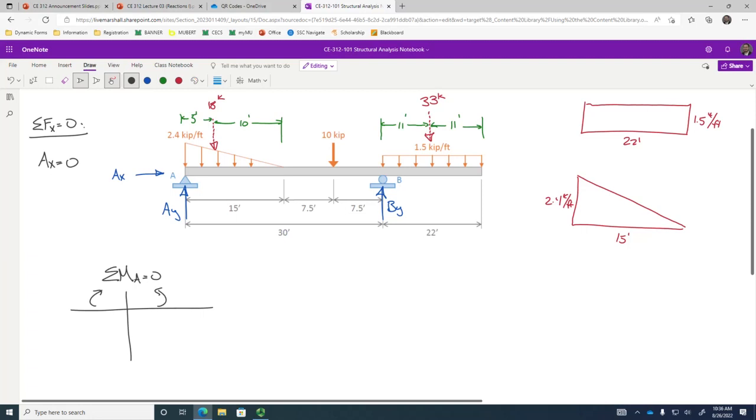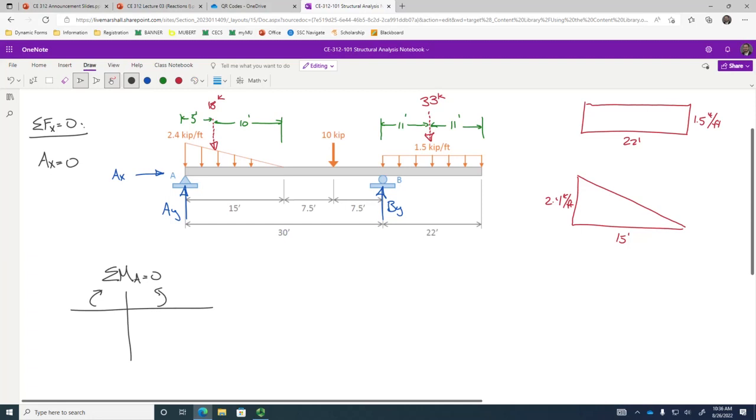Do I need to deal with AX or AY? No, I don't need to worry about that. They go right through A. What about this triangular load? Does it generate moment at A? We've already done the force analysis, so we know that the force is 18 kips. What side of the table does it go on, left or right? Left, and what's the moment arm? 5 feet, so 18 times 5.